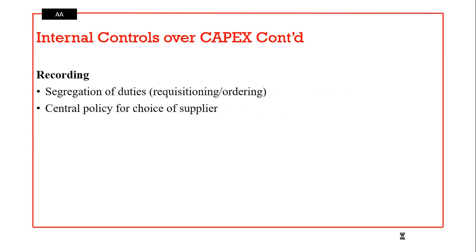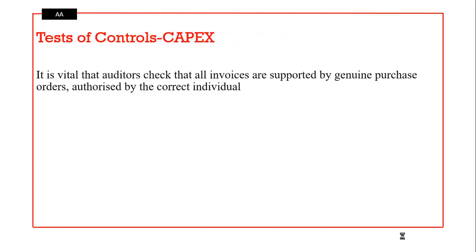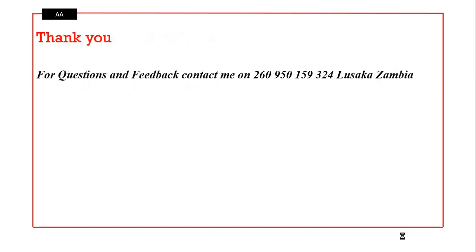There must be segregation of duties under CAPEX, that is dealing with person requisitioning must be different from the person ordering for these goods. And then next we have got central policy for choice of supplier. Only approved suppliers must be allowed to supply the company with capital items. Now, under test of controls, it is vital that auditors check that all invoices are supported by genuine purchase orders authorized by the correct individual or group of individuals.